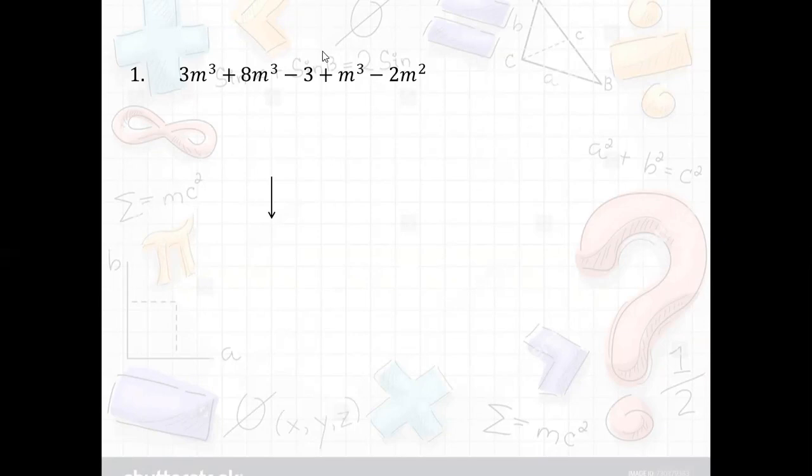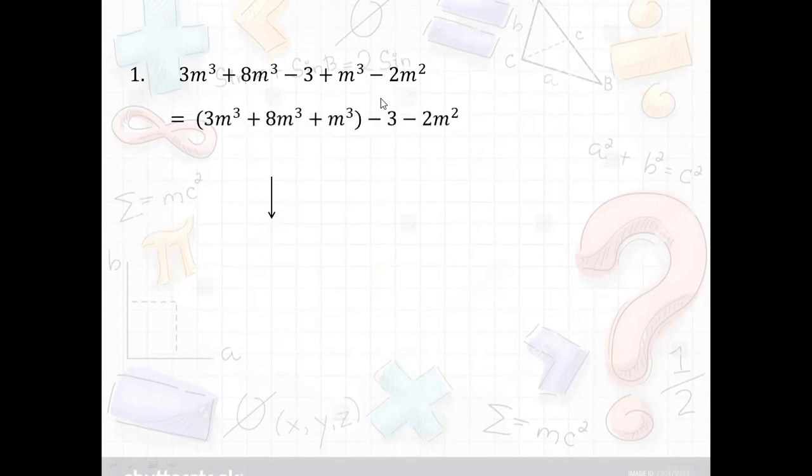Okay, so coming back to the question, there's a polynomial. As you can see, it's a very long one. So once you see a long one, just think that there is something else you need to do. You have to first simplify it, right? And what are you going to simplify? Of course, the like terms. So we have two like terms here. 3m plus 8m, we are going to simplify. So that will give us an 11m.